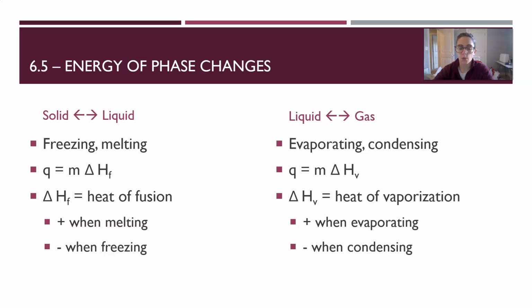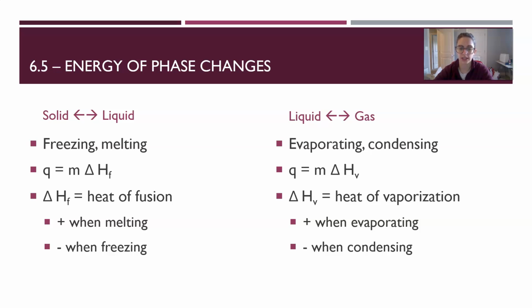When we're going between a liquid and a gas, so evaporating or condensing, we're going to use the same equation, but instead of heat of fusion, we're going to use heat of vaporization. This one's easy to remember because going from a liquid to a gas is evaporating, so vapor. Similar to the heat of fusion, the sign of your delta H is going to depend on what type of change is happening. When you're going from a liquid to a gas, it's positive. When you're going from a gas to a liquid, it's negative. So evaporating is positive and condensing is negative.